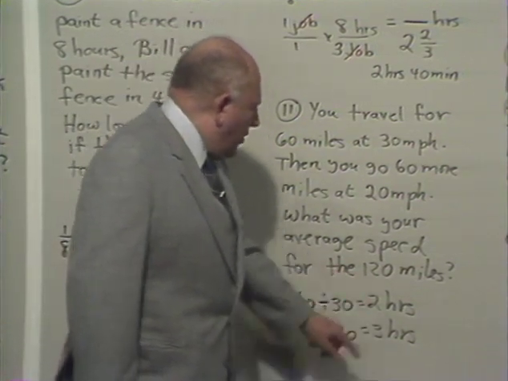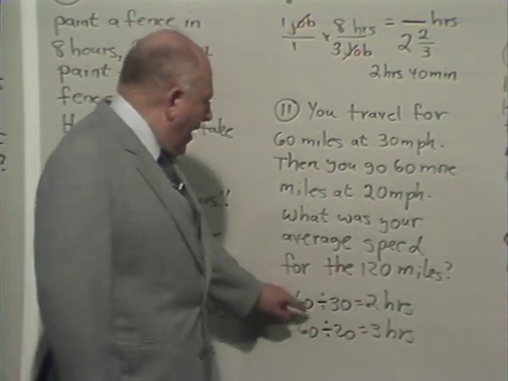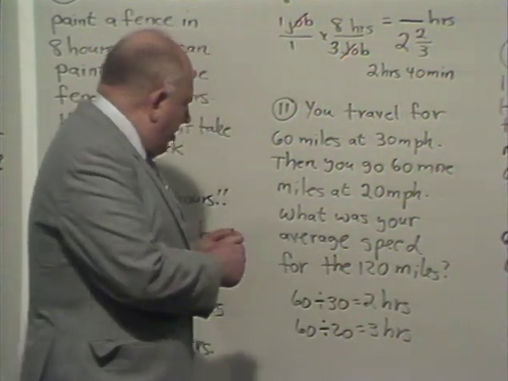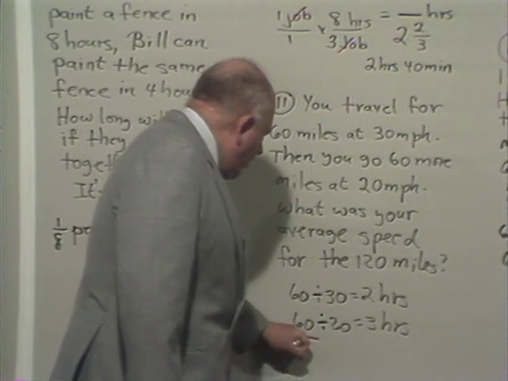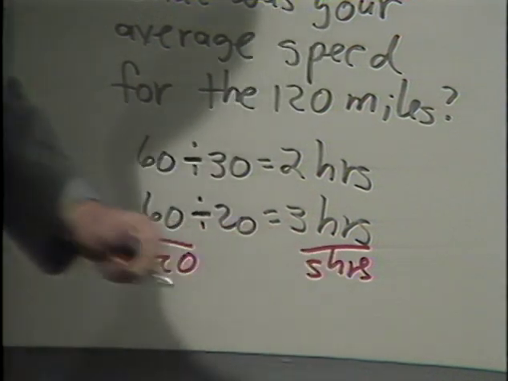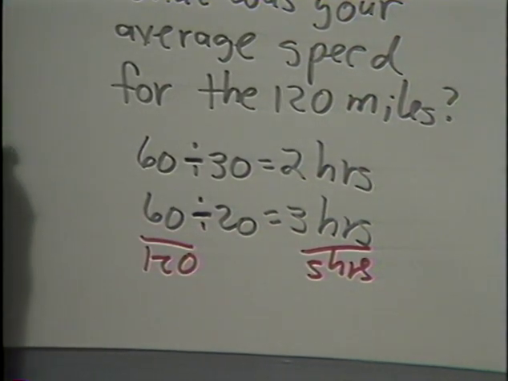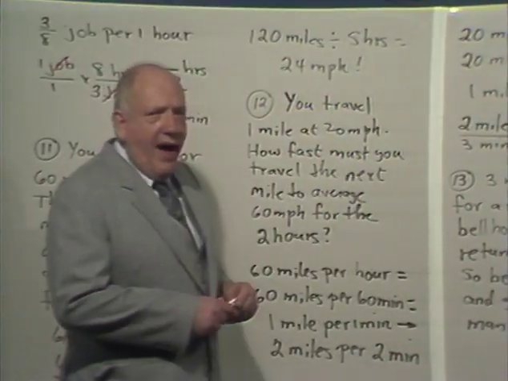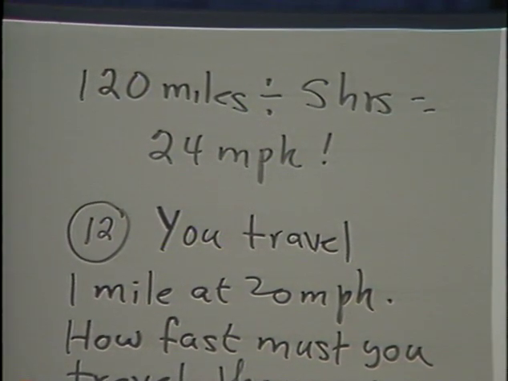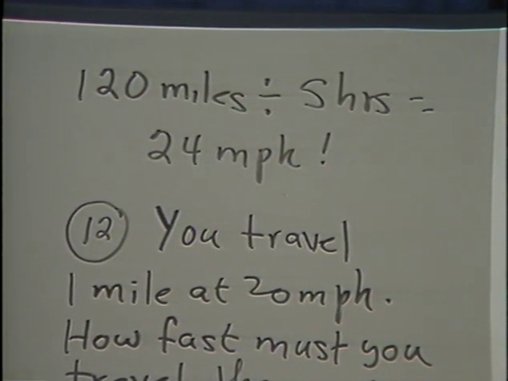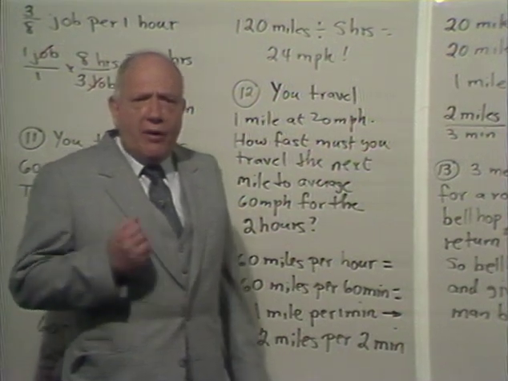So altogether for the 120 miles, you spent what? 5 hours. So let's just add this up. You went 60 and 60 is 120. 2 hours and 3 hours are 5 hours. So you went 120 miles in 5 hours. And 120 miles divided by 5 hours is not 25 miles per hour, it's 24 miles per hour. And don't go looking in the street now to find where that extra mile per hour went.